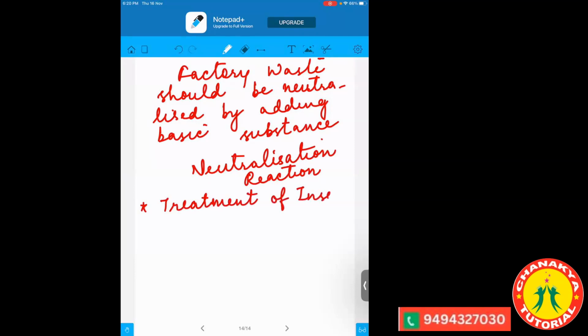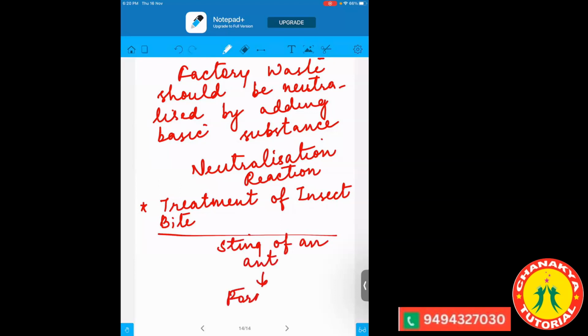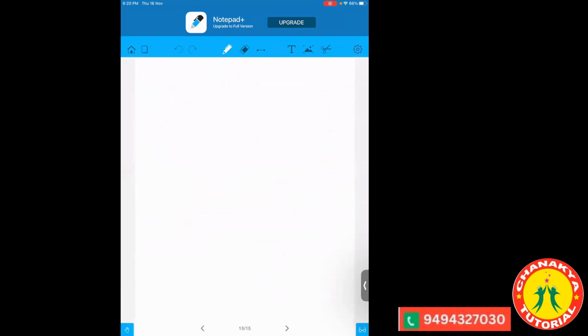Now the third one is treatment of insect bites. So whenever an insect bites, what does the sting have? The sting of an ant contains what kind of acid? It is formic acid, and this sting causes pain and inflammation also. Now for getting relief, we have to neutralize it. We have to neutralize it by adding a base.